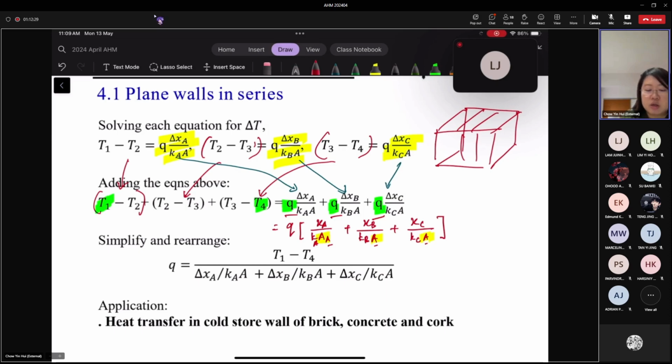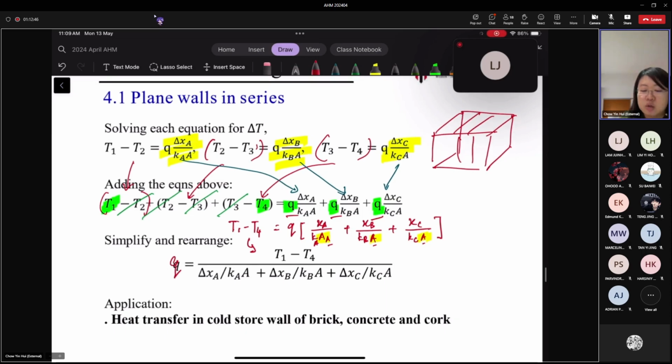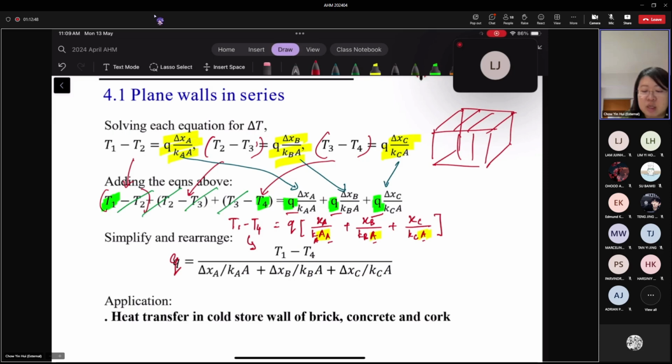All right, so on the left-hand side it will be negative T2 plus T2, negative T3 plus T3, which means it simplifies to T1 minus T4. On rearrangement, the rate of heat transfer through this composite wall in series is the overall driving force, T1 minus T4, with T1 and T4 as just now.